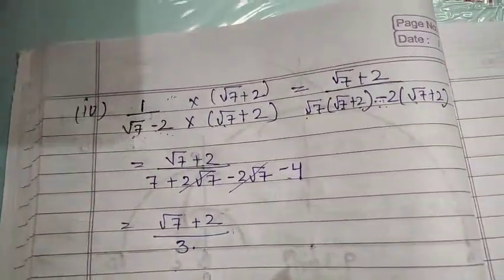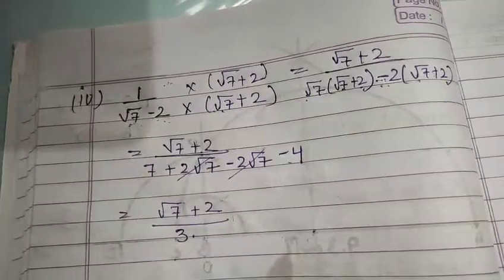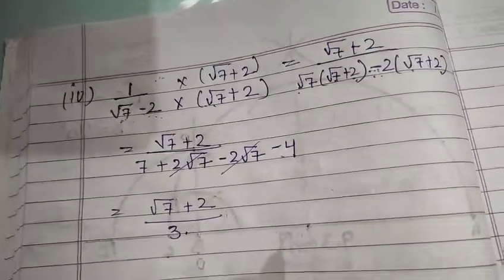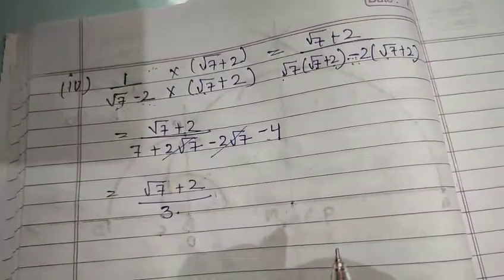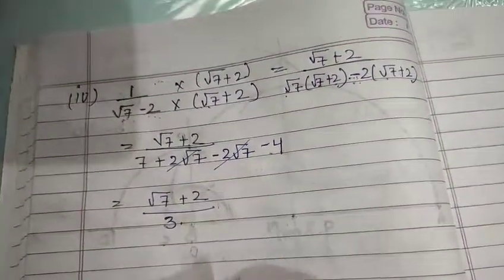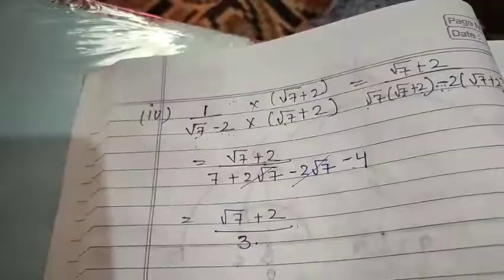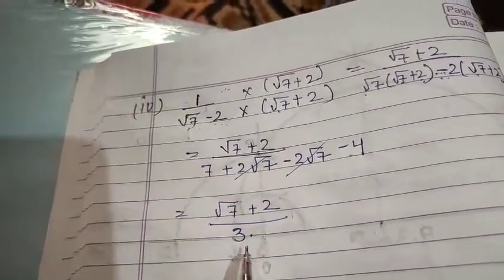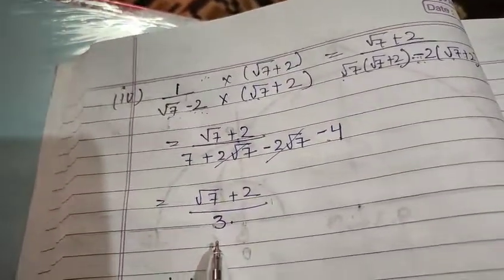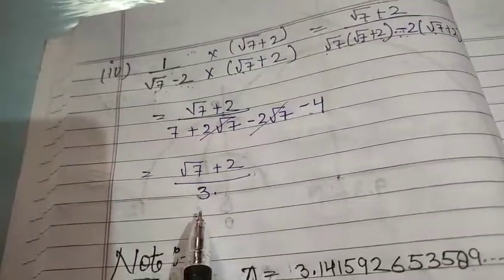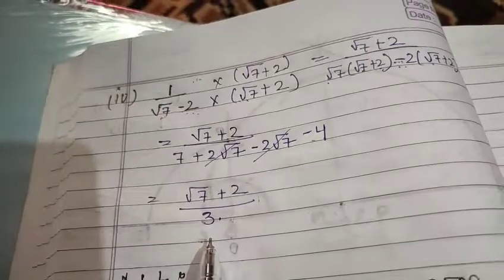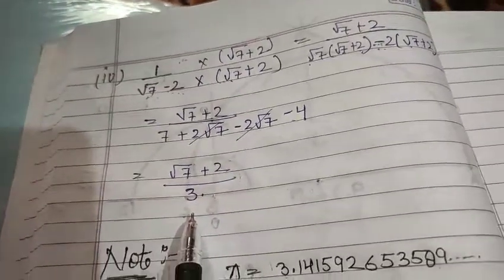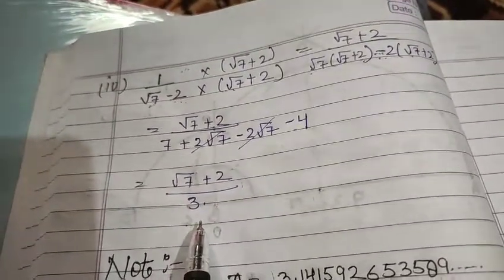So this is how your exercise 1.5 is also completed. Just one more thing in this exercise we have to discuss. So with this part we have completed our exercise 1.5. Now in our next class we will do the questions of exercise 1.6, which will be the last exercise of our chapter.